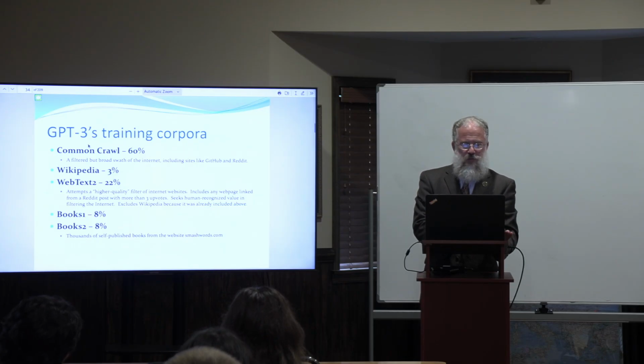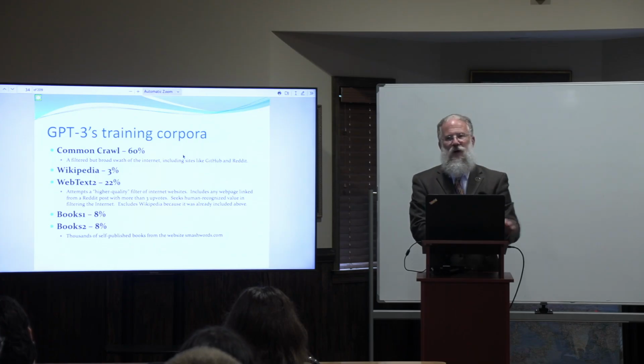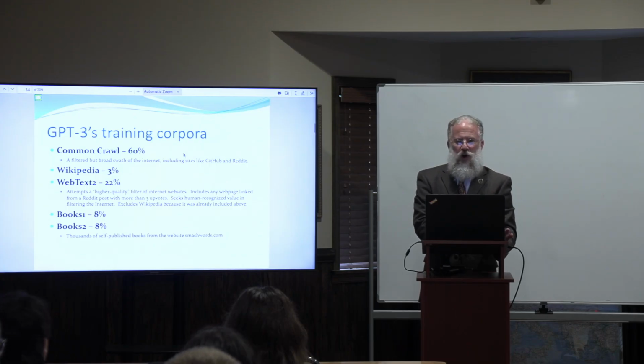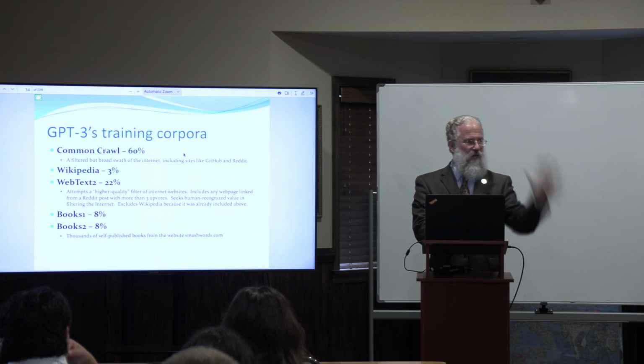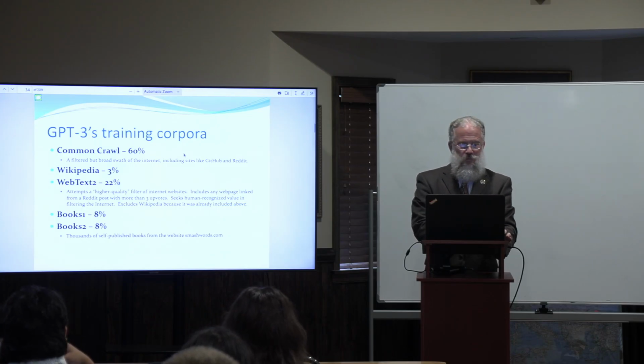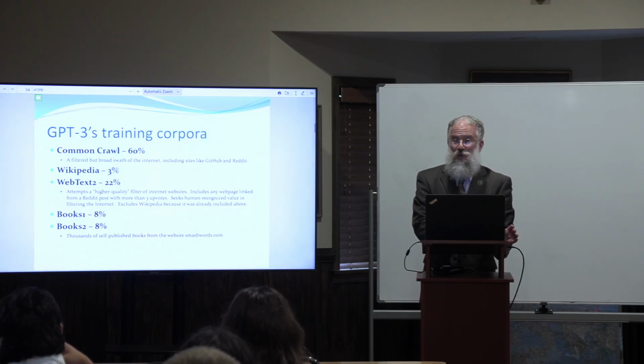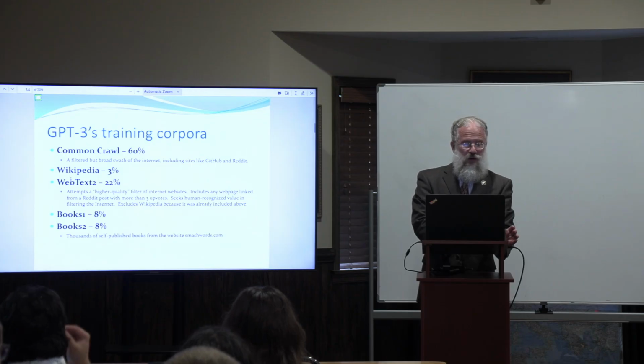60% of its training data comes from a body of text called the Common Crawl, which is a filtered, they want the nasty, porny stuff out, but a filtered, rather broad swath of the internet, including sites like GitHub and Reddit. It sucked down all of that information. That's part of what it's read. All of Wikipedia, which only constitutes 3% of what it was trained on. Yeah, all of Wikipedia. And then another enormous text collection called WebText2.